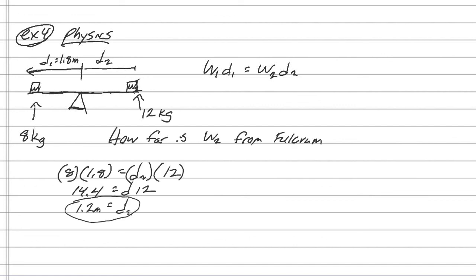I just realized here it wasn't recording as I did this last little equation. So I said the weight 1 times distance 1 equals weight 2 times distance 2, and I multiplied them out, so 8 times 1.8 equals d2 times 12. I multiplied the 8 times 1.8, I got 14.4 equals d2 times 12, divided by 12 on both sides, and I got my distance 2 equal to 1.2 meters. Which makes sense, because if that was a heavier weight, you would have to actually have it closer to the fulcrum to balance out that 8 kilogram weight.